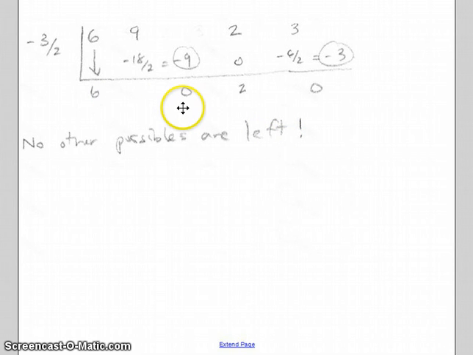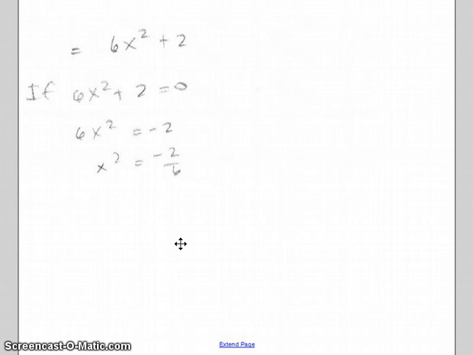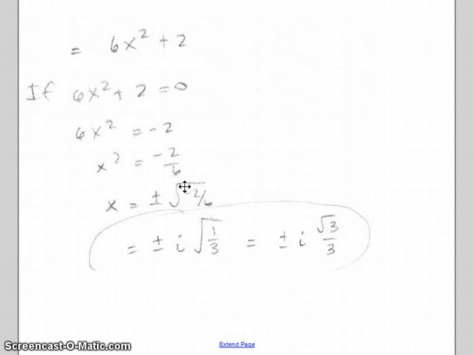And what I have here is this trinomial, 6x squared plus 0x plus 2, or simplified down, 6x squared plus 2. Well, if that were equal to 0, then 6x squared would be equal to, moving the 2 over, negative 2. Divide by the 6, you've got x squared is equal to negative 2 over 6, or in other words, negative 1 over 3, which means x is equal to plus or minus the square root of negative 1 over 3. Pull the negative out. I've got plus or minus i times the square root of 1/3, which you really ought to change because you shouldn't have a denominator under a radical sign.